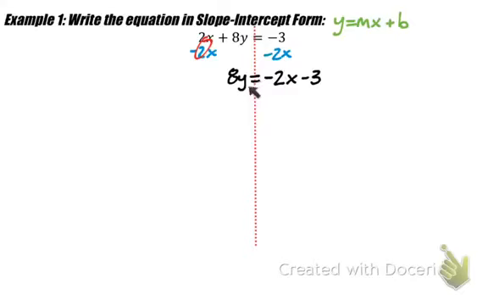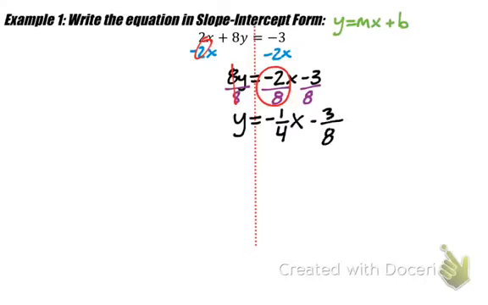So in order to get the y all by itself, I'm going to use the inverse operation of multiplication and divide both sides by 8, and then simplify, so that'll 1 out, so I have y equals, and then negative 2 divided by 8 can be reduced into negative 1/4 x minus 3/8. So now my equation, if you look at it, we have changed our equation that was once in standard form into slope-intercept form, y equals mx plus b.